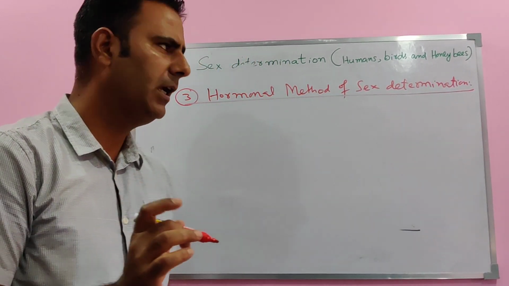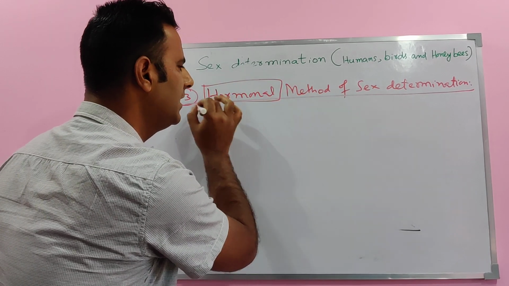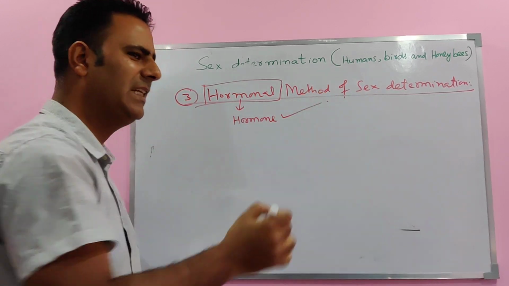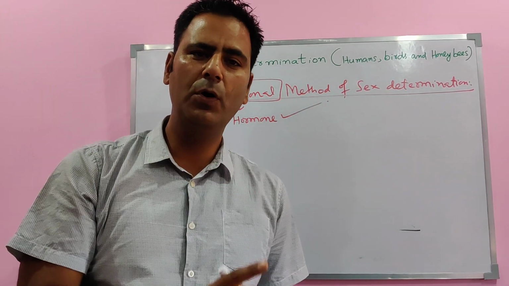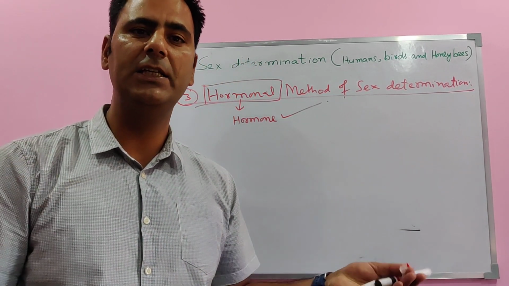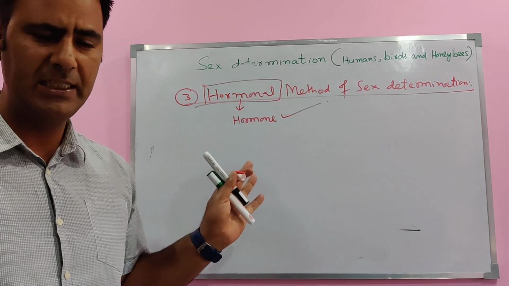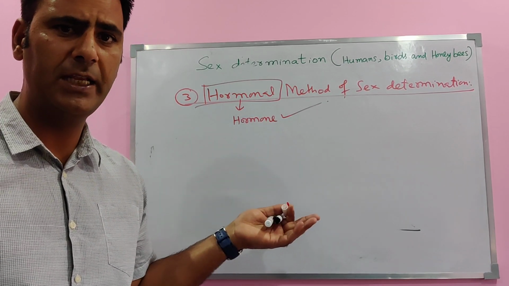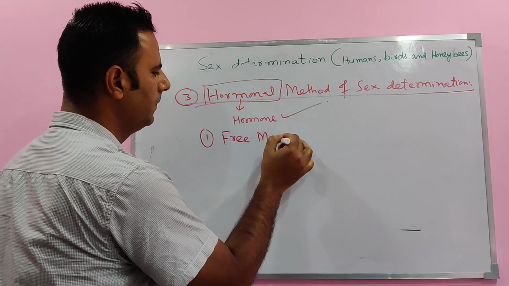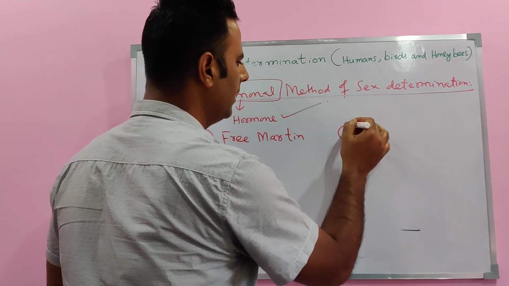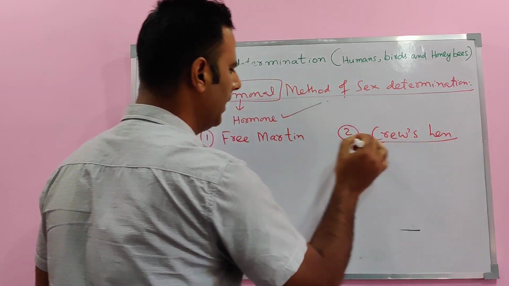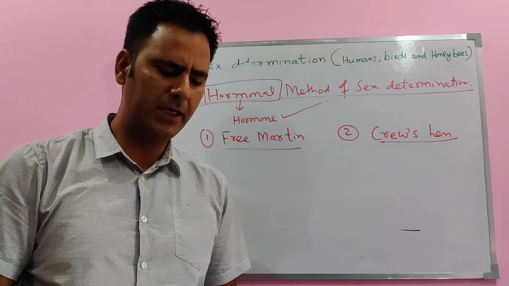In this case, I think the line tells us there is involvement of a hormone, and this hormone will tell us about the sex. This hormone is going to determine the sex of any individual. There are two very popular cases in this arena. One of the cases we call Freemartin, and the second remarkable case is Crew's hen. I will explain them.